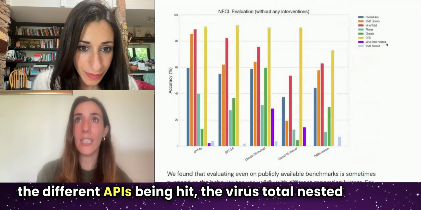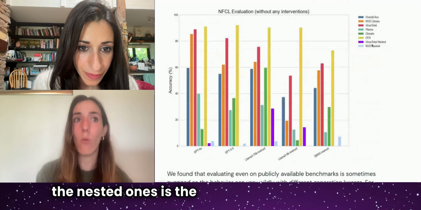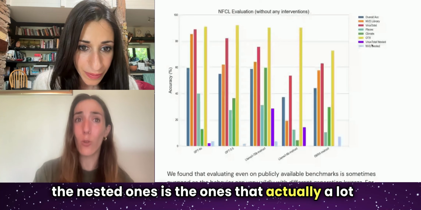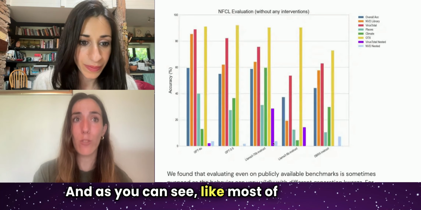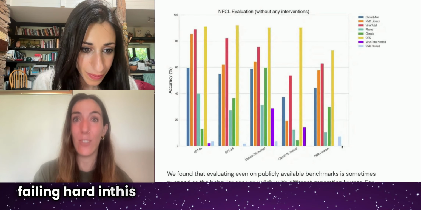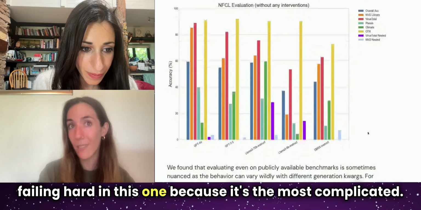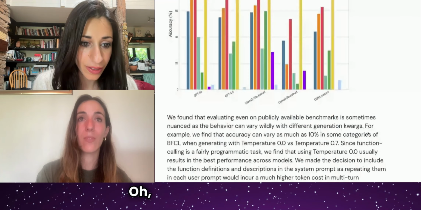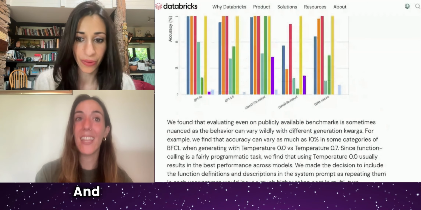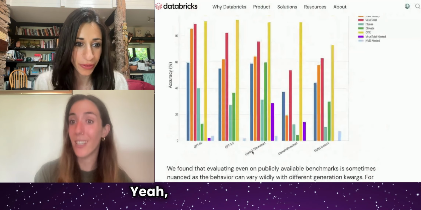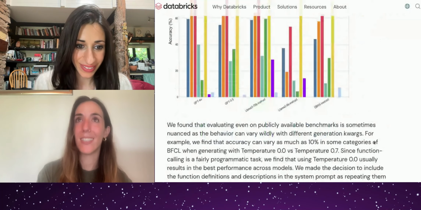The VirusTotal nested one, the nested ones are the ones where a lot of calls need to happen to get the answer back. And as you can see, most of the LLMs are failing hard in this one, because it's the most complicated. Oh, and so Llama 3 is performing really well for this. And this is Llama 3, the old one, right? Yeah, this is the old one.